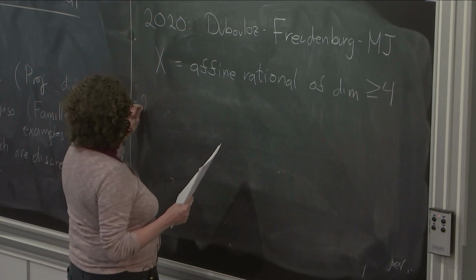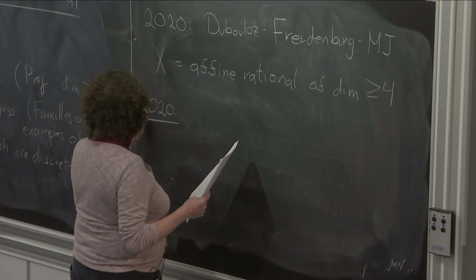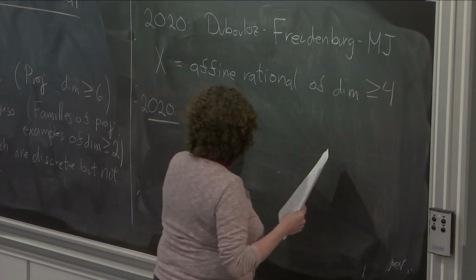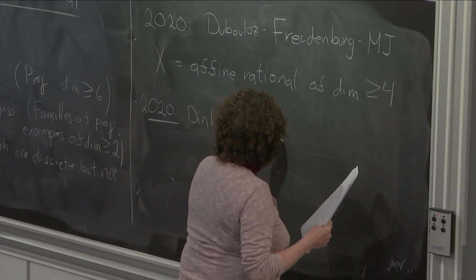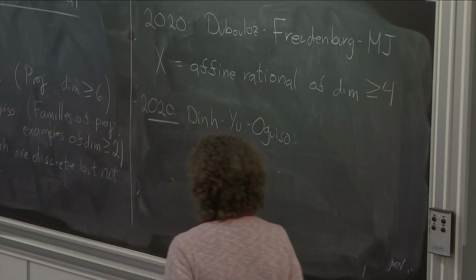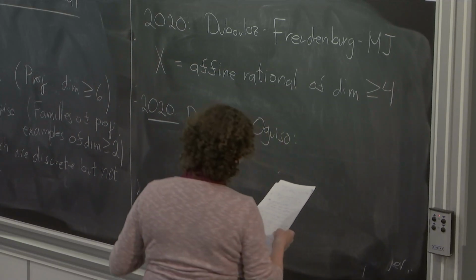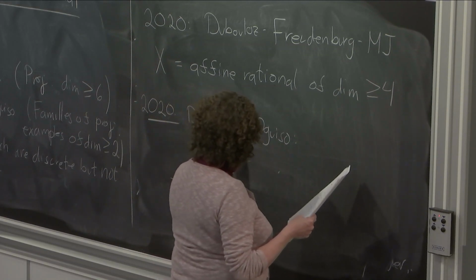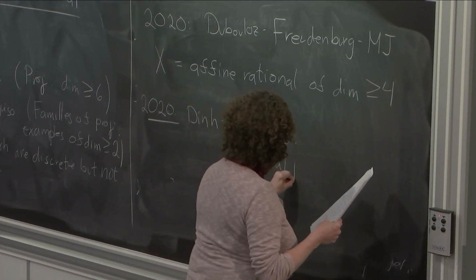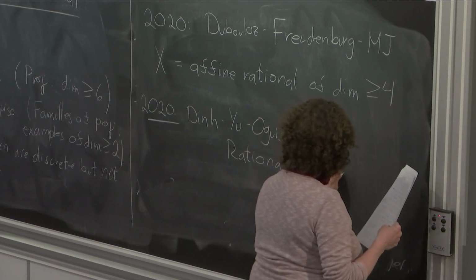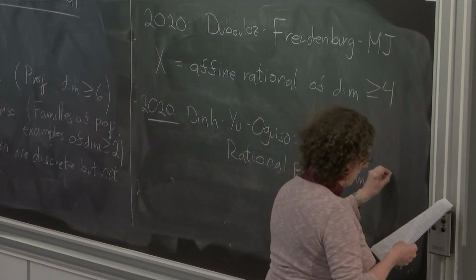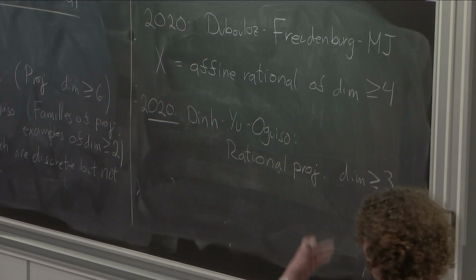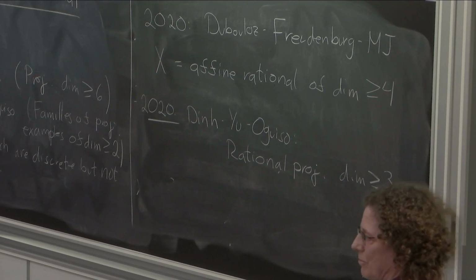Soon after, Dinh, Yu, and Oguiso made their results better, and they could get rational projective of dimension at least 3. Now, in all these examples, there's an infinite number of real structures, but it's still countable.